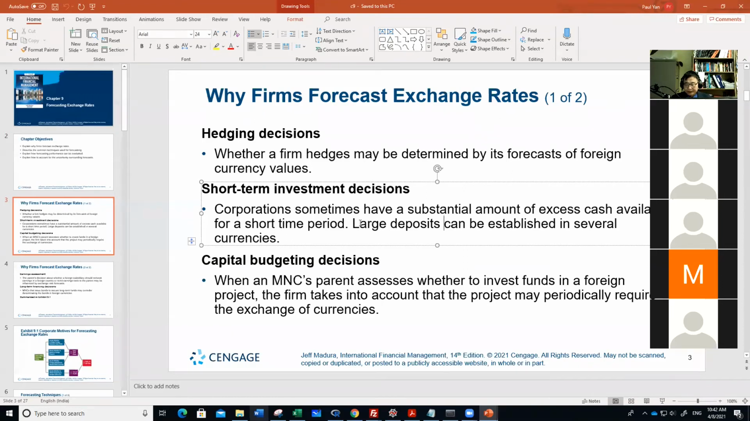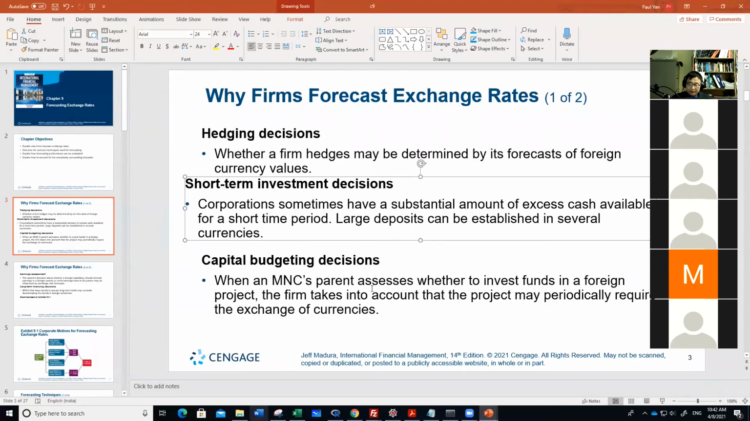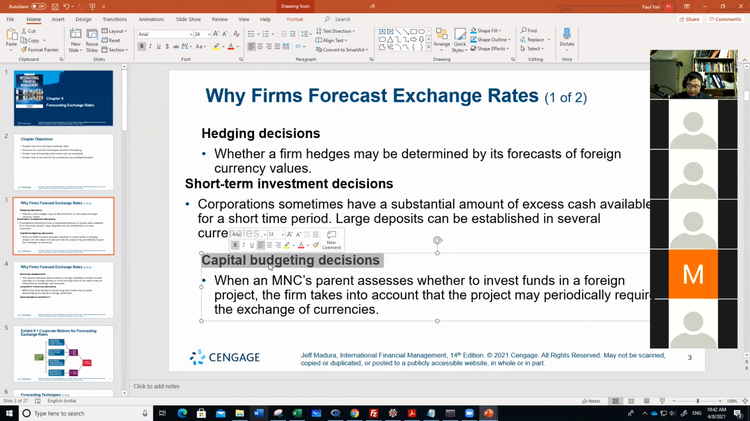A large deposit can be established in several currencies. It's short term, related to cash. Capital budgeting decisions are usually long term, maybe 5 years, maybe 10 years. Short term is usually around 1 year. If you have a lot of cash, receivables, and accounts payable, the short-term decision is more important, so short-term forecasting is more important. If you have a long-term capital budgeting decision, then long-term forecasting is more important.